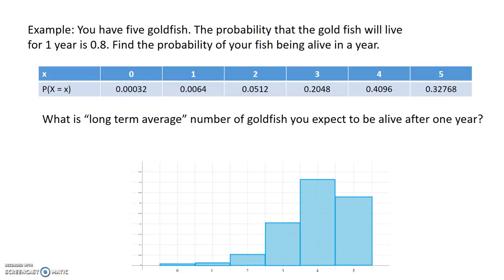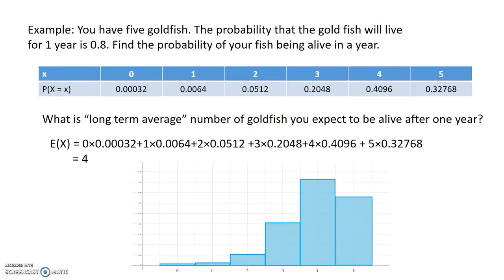Now, there's the probabilities we've already got. Now, if you had a lot of people who had 5 goldfish, what would be the expected number of goldfish you'd expect to be alive after 1 year if you all started with 5? Well, if we do the x times probability of x, add it all together, we will get, in this case, 4, which makes sense when you look at the graph, how the bars on the left of 4 and the bars on the right of 4, if you add up all those areas, they'll be about the same.